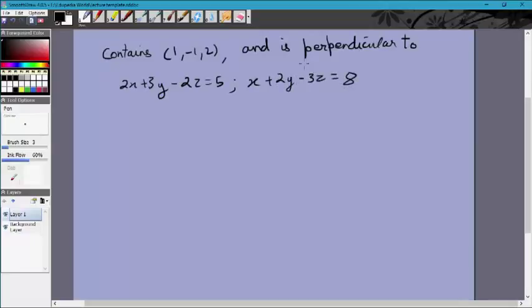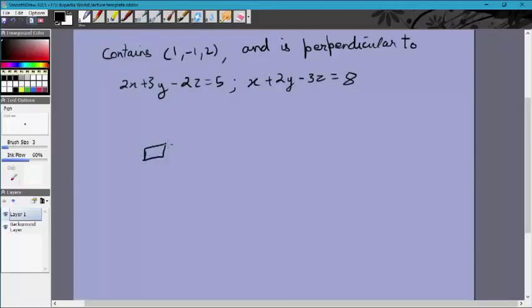So the first is the rigorous way. We know that it passes through this point, so all we need is the perpendicular direction. Now we are given two planes. The third plane is perpendicular to these, which means the perpendicular direction to the third plane, so listen to this statement clearly, will be perpendicular to the perpendicular directions of these two planes.